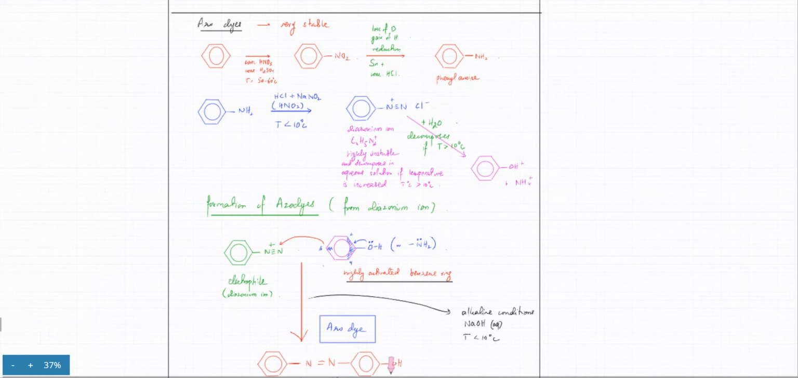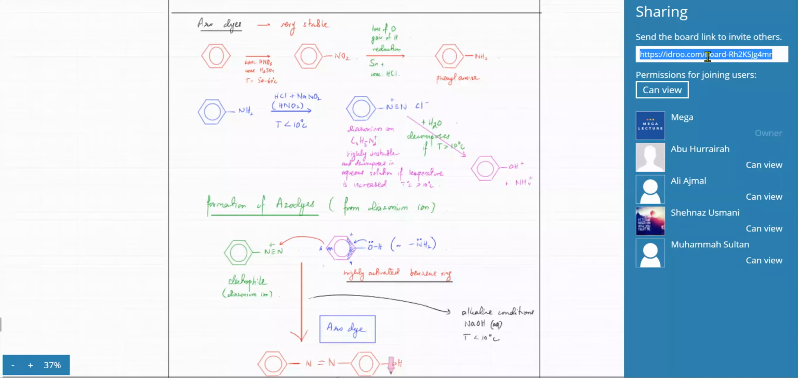Okay, sir, can you send the link for these notes? Okay, I'm sending you the board link. Okay, thank you so much. On the chart, this chart also. Sir, send it on WhatsApp. Okay, I'll send it on WhatsApp. Yes sir, okay sir.